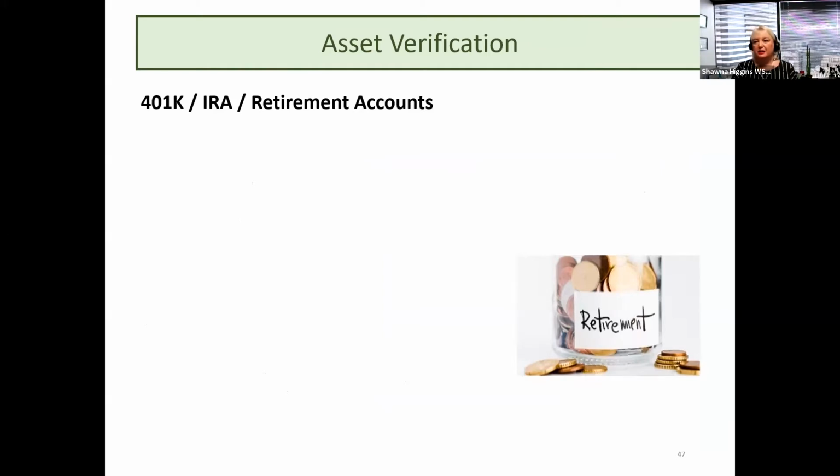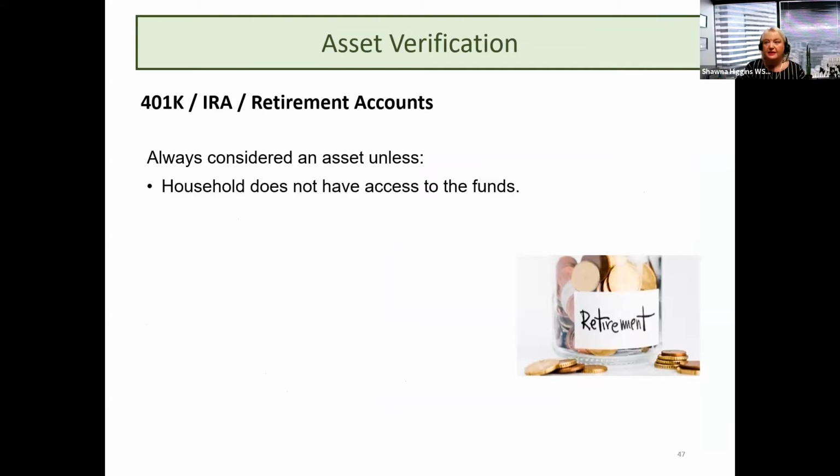All right. So now we're going to talk about 401ks, IRAs, and retirement accounts. They're always going to be considered an asset unless the household does not have access to the funds. So if they're not able to get it, even if there's going to be a penalty, then you're not going to count that. If a household is receiving periodic payments, meaning that they're receiving a monthly check from this asset, then that monthly amount is going to go up in the income section because it's going to be income. And so that asset's not going to be counted at the bottom. You're not going to double count it.